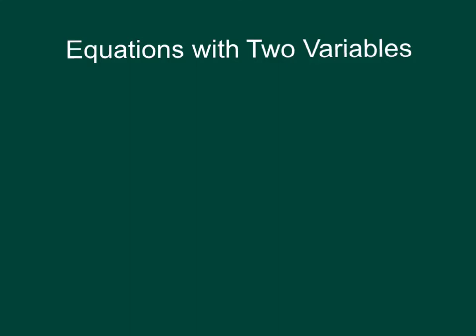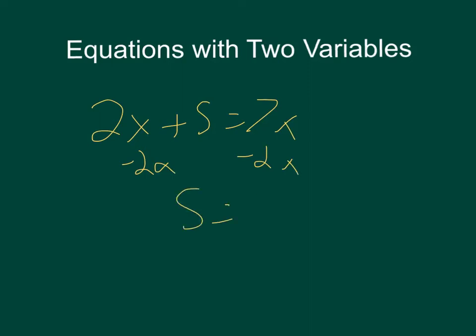Equations with two variables are a bit different than how we've learned to solve equations with one variable. I'll tell you what I mean. In the past we've learned 2x plus 5 equals 7x, and we've learned how to solve that. We subtract 2x from both sides, and we say that 5 equals 5x. We divide by 5, and we say that 1 equals x.